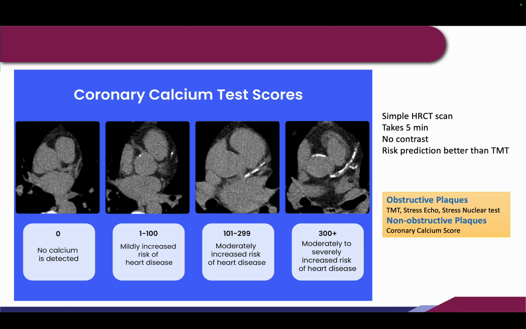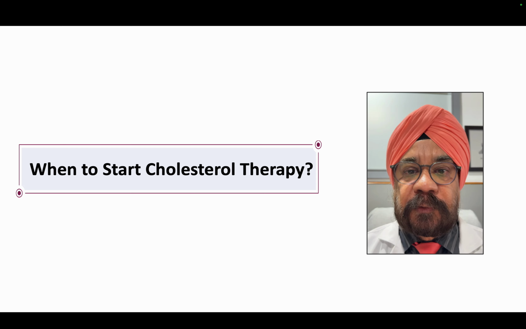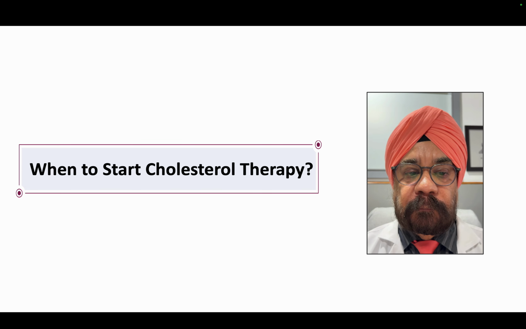So we know that non-obstructive plaques are the plaques which are likely to produce a cardiovascular event in more than 70% of the patients. So it's non-obstructive plaques which are important. If you have a calcium score of 300 plus, again, like an elevated LPA, we should add aspirin to this category of patient. There's data available on that.